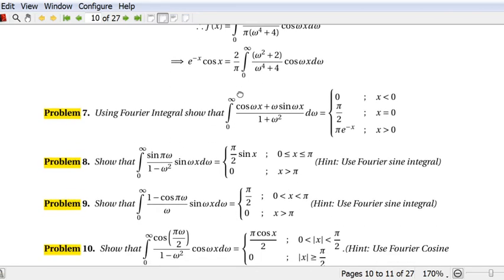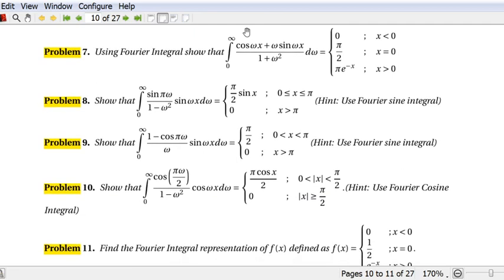The next problem: we have to find the Fourier integral, and show that this expression is equal to this right side. For this problem we start from the right side. Here the integration is for x greater than 0. So integral 0 to infinity, this is our required f of x. That means taking f of x equal to pi e raised to minus x, or the right side, as f of x. Then using Fourier integral representation, we can evaluate.